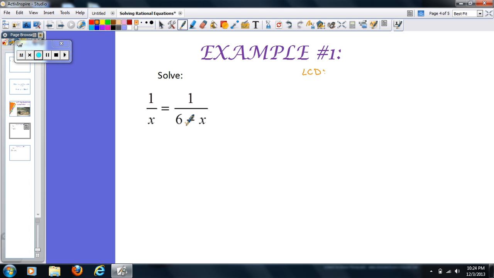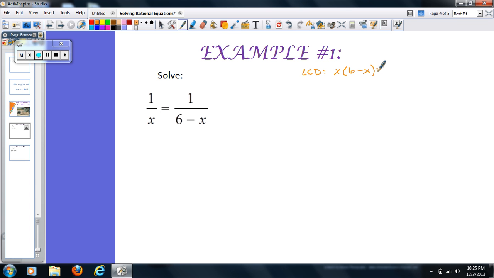The easiest way to find a common denominator is, if these two don't have a common factor, then I'm just going to multiply the two together. What I'm saying is 6 minus x can't be factored, and x does not have a common factor with 6 minus x. Since that's the case, my common denominator is just going to be x times 6 minus x.